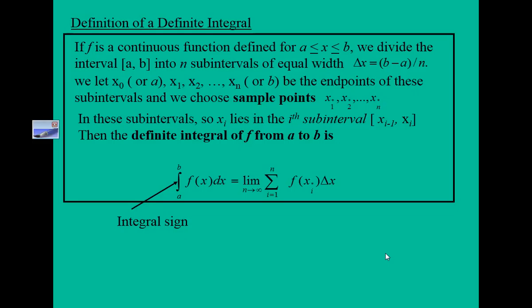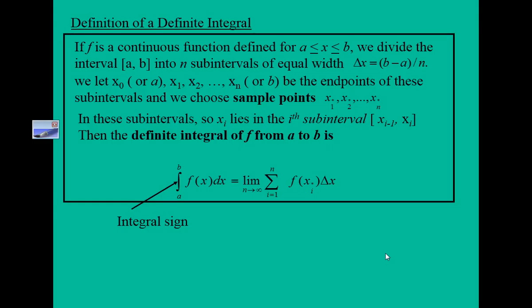Now we discussed that it doesn't matter if we choose the left side of the rectangle, the right side of the rectangle, or any value between those. In these subintervals, x sub i lies in the ith subinterval, then the definite integral of f from a to b is defined as what we see here.